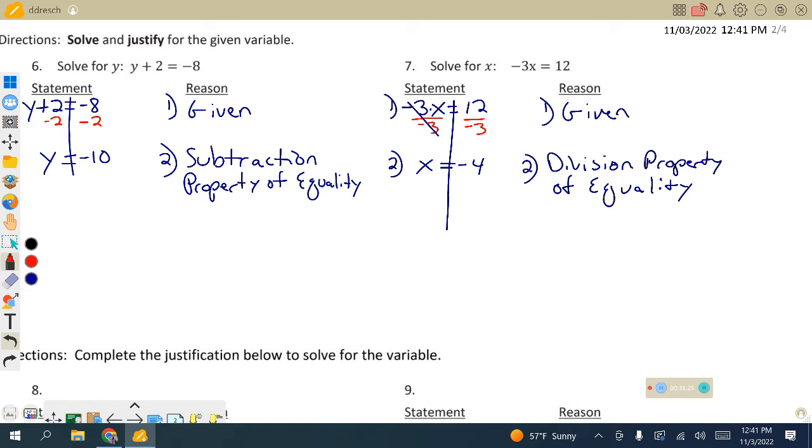So just like we have subtraction, we have division, we have addition, and what's the other one we have? Multiplication property of equality. Those all will be used interchangeably depending on what you have to do right there. Okay? X equals -4. Sounds good to me. Let's go with the next one then.